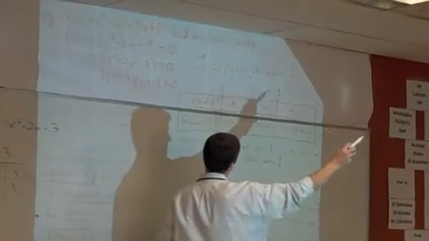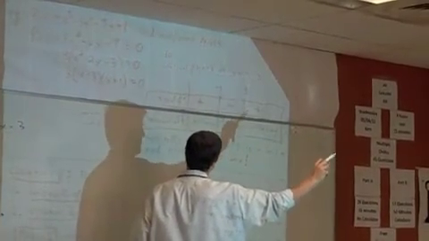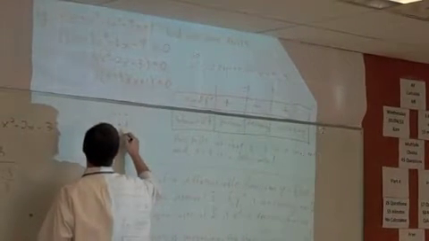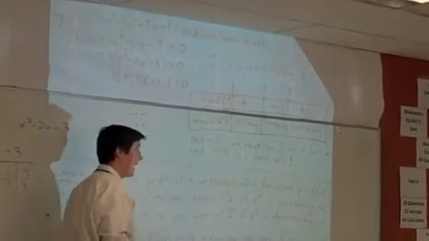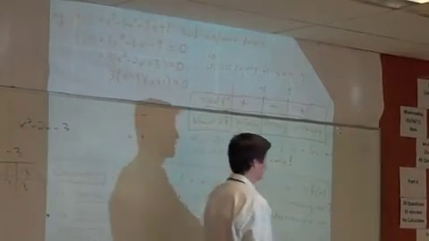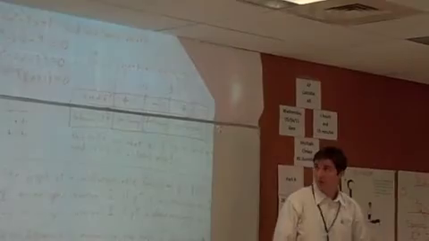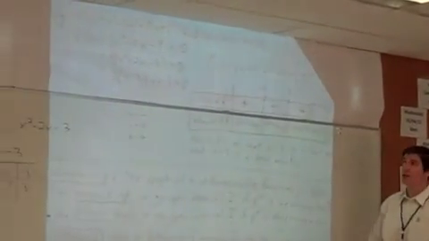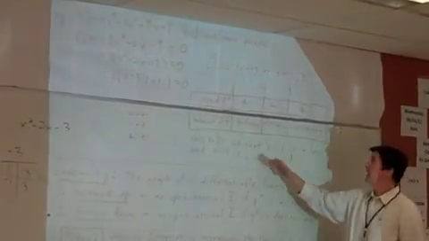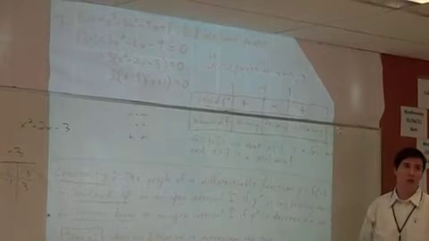And then, okay, here's 3, so I have to check a number to the right of 3, like 5. This is going to be positive. This is going to be positive. Positive times a positive is positive. So now I know the only places where this original cubic function is increasing, decreasing, and increasing.